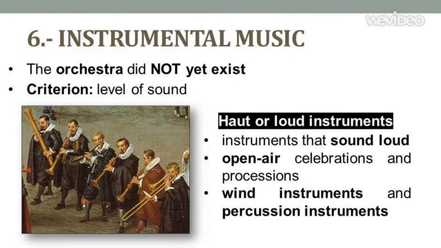We can say that the orchestra, as we know it today, with a specific number of musicians and instruments divided in families, did not yet exist. The only criterion that they used was to group instruments according to their level of sound or volume, with two major divisions. Shawm or loud instruments, formed by instruments that sound loud and used to play in open-air celebrations and processions, such as wind instruments and percussion instruments.